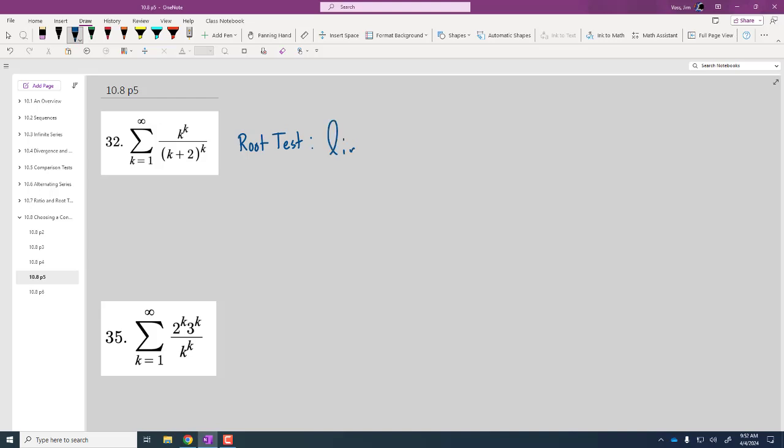We're going to take the limit as k goes to infinity of the kth root of the absolute value of a sub k. That's the root test. We don't need the absolute value here because there are no negatives in that summand, nor will there ever be any negatives, so we can eliminate the absolute value right away. So we're taking the kth root of all of this, k to the k and k plus 2 to the k. That wipes out that exponent, and we're just analyzing the base.